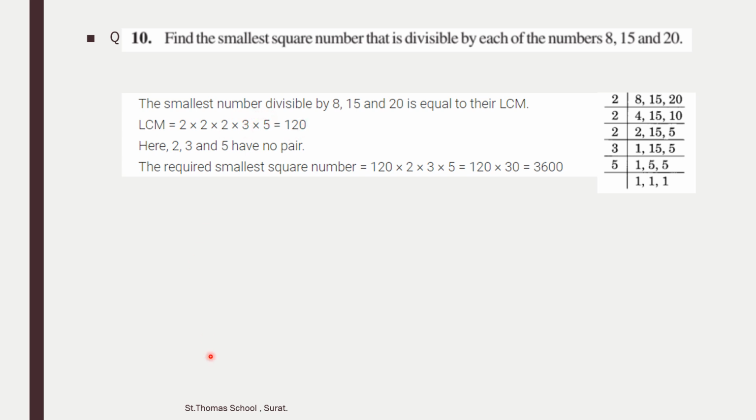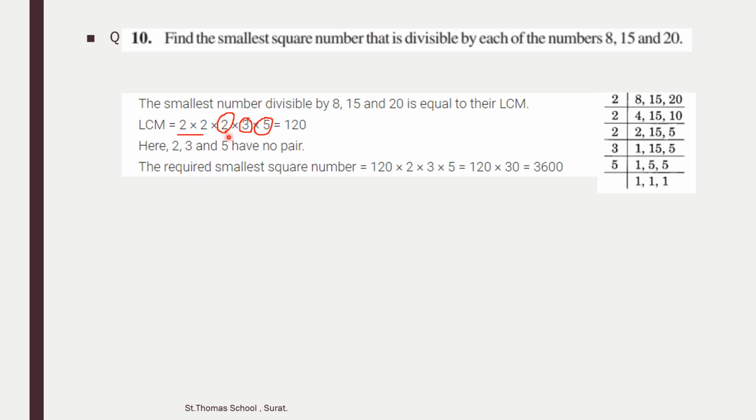Okay. Now you have to check the pair. Here you can see that 2 multiplied by 2 and here 2 is only 1 and 3 is also only 1 and 5 also only 1. So what you have to do? Here 2, 3 and 5 have no pair. Therefore the required smallest square number is equal to 120 multiplied by these numbers, that is multiplied by 2, multiplied by 3, multiplied by 5.